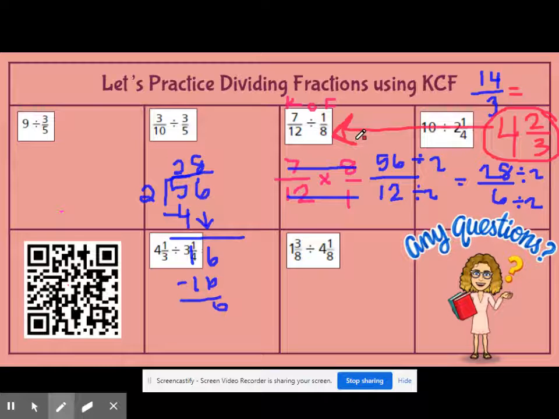I wrote all over the screen for that problem. Okay? So let's go ahead. Let me erase this one, and we'll try the next one.